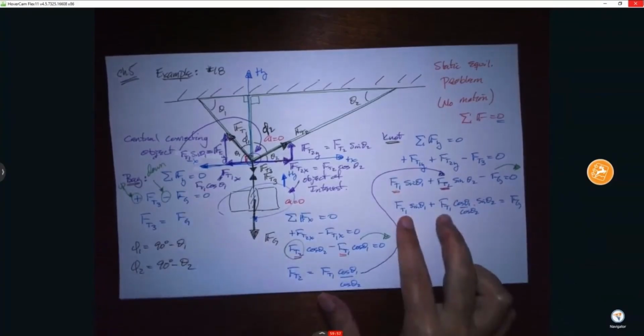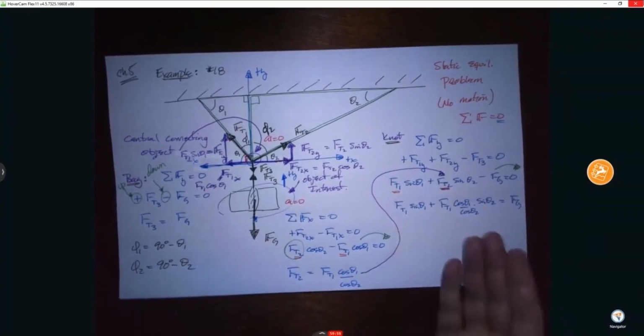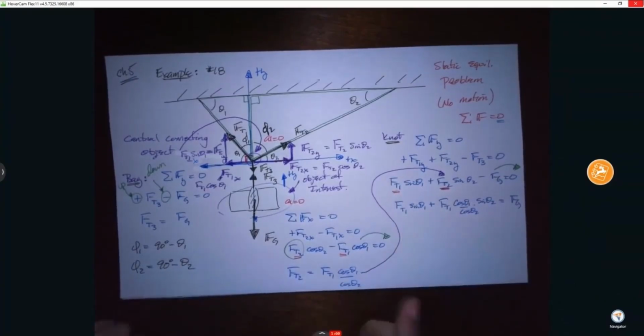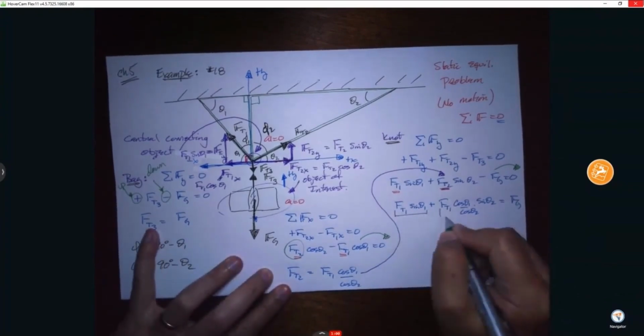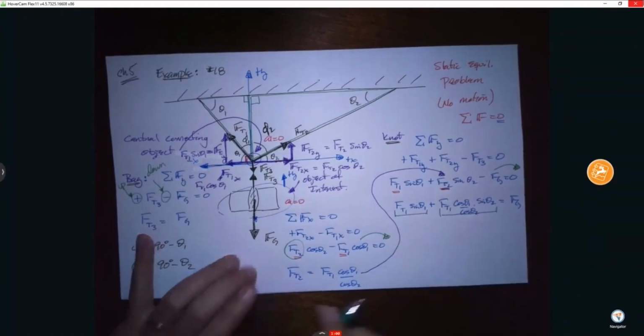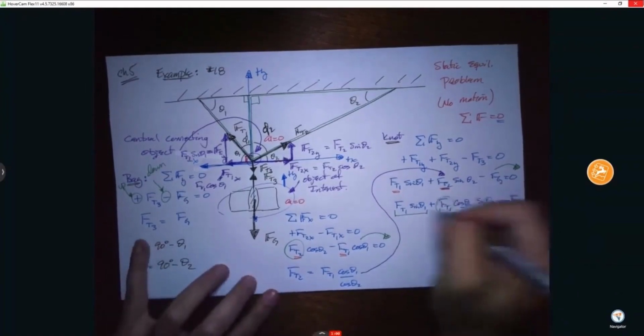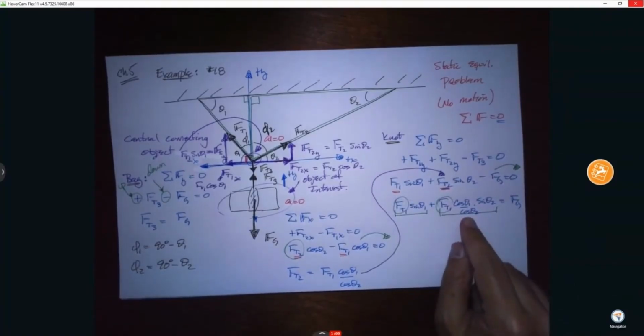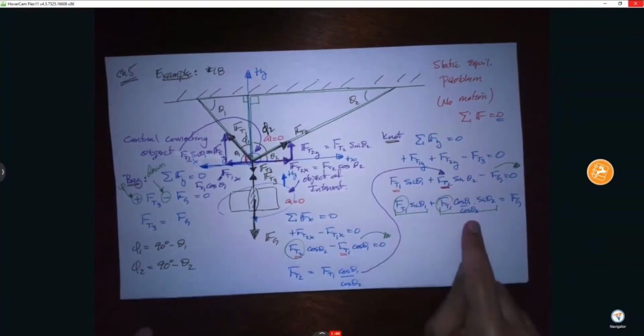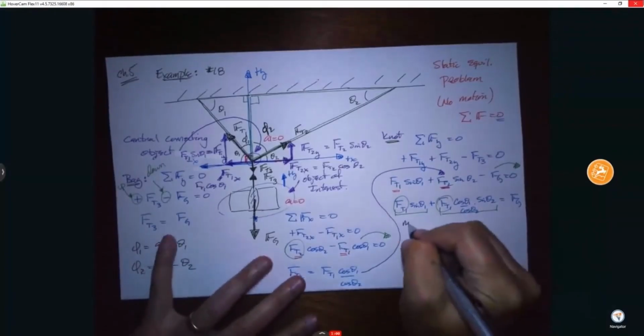Now I can factor this Ft1 out because it's a common factor in both terms. Notice what we have are two terms because they're being added, and so this becomes a common factor that I can factor out. The other thing I see is I have a denominator. I can clear the fraction if I multiply both sides by cosine of theta 2. So we'll do that.